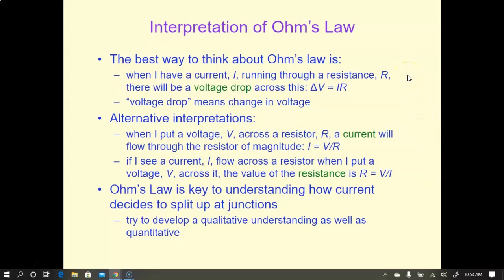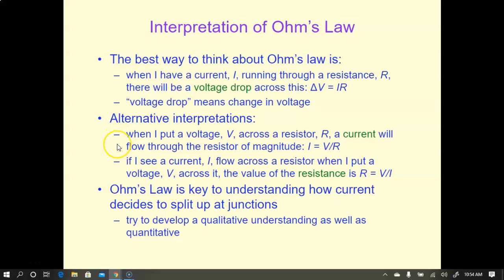So here's a couple ways to think about what's going on with Ohm's law. If you have a current running through a resistance, there will be a voltage drop. So you can look at it in terms of the change in voltage is equal to the current times the resistance. So that's one way that you can measure it, and there are actually devices that you can hook up to either side of a part of a circuit, and you can measure the voltage drop across them to see what effect the resistance is having.